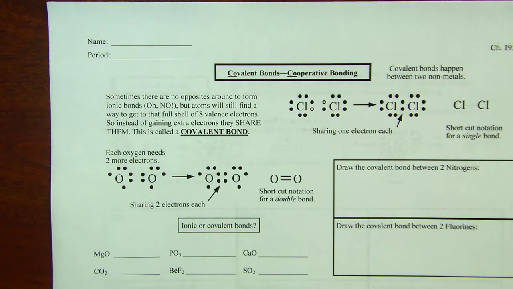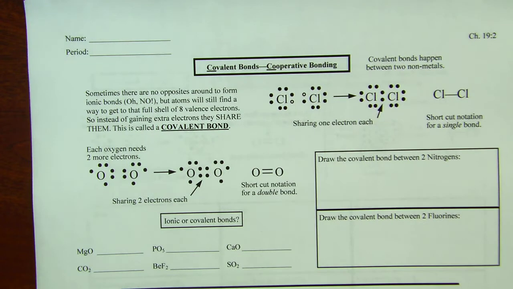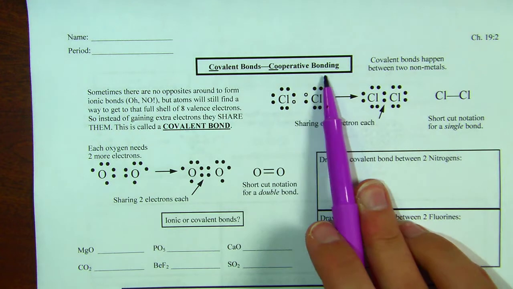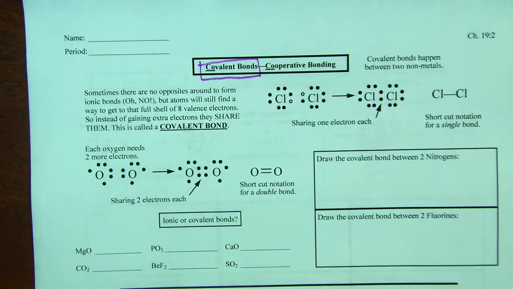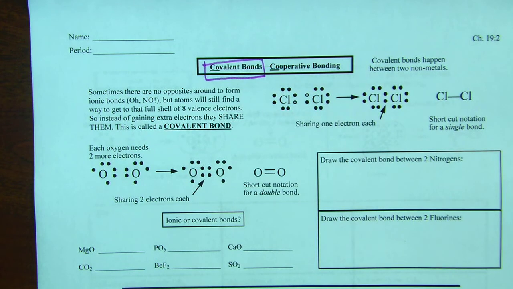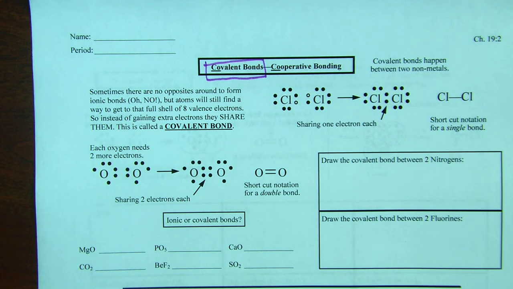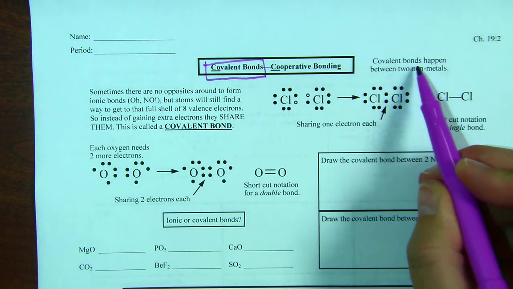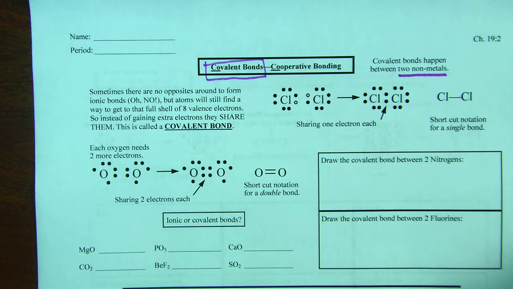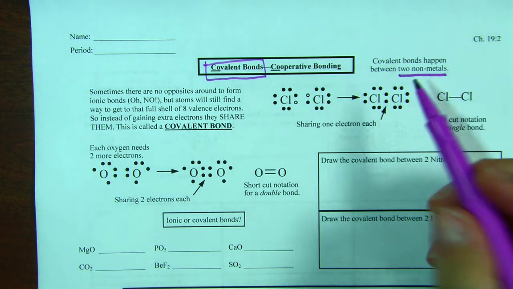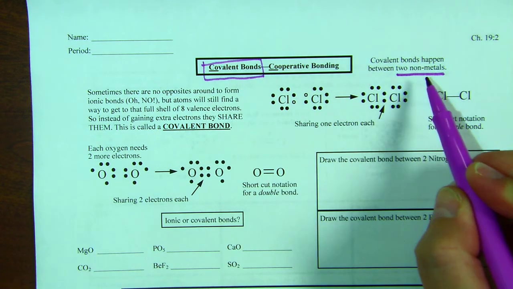Today we are moving on from ionic bonding to talk about a new type of bonding called covalent bonding. Sometimes it's called cooperative bonding, but we're going to refer to it as covalent bonding. Covalent bonding is a bit different from ionic bonding, so we're going to talk about the ways that they're different first, and then we'll put some practice in. The first thing that's different is that covalent bonds happen between two nonmetals, whereas ionic bonding was between a metal and a nonmetal.